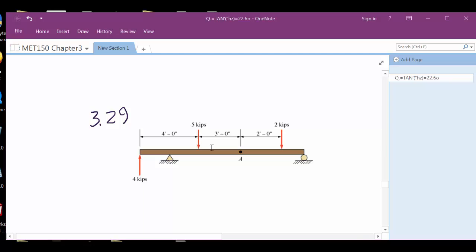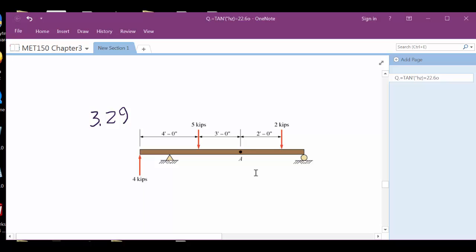What's the 5 kips doing? Relative to A, the 5 kips is going counterclockwise, right? Which is positive. So you put the positive value in the equation. This one makes it go clockwise again, negative. That's the only trick to this problem. And you're going relative to A, not this reaction point here or that one.